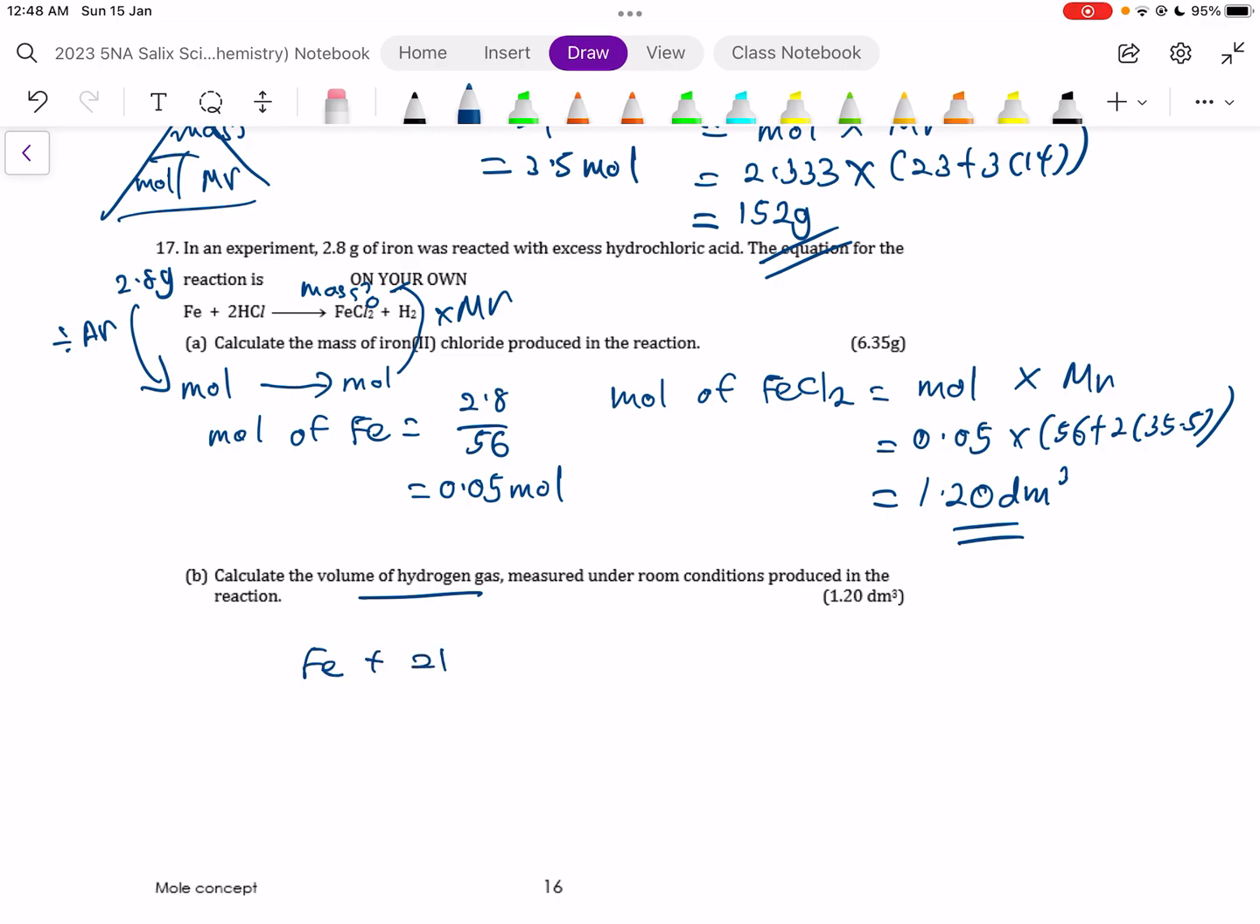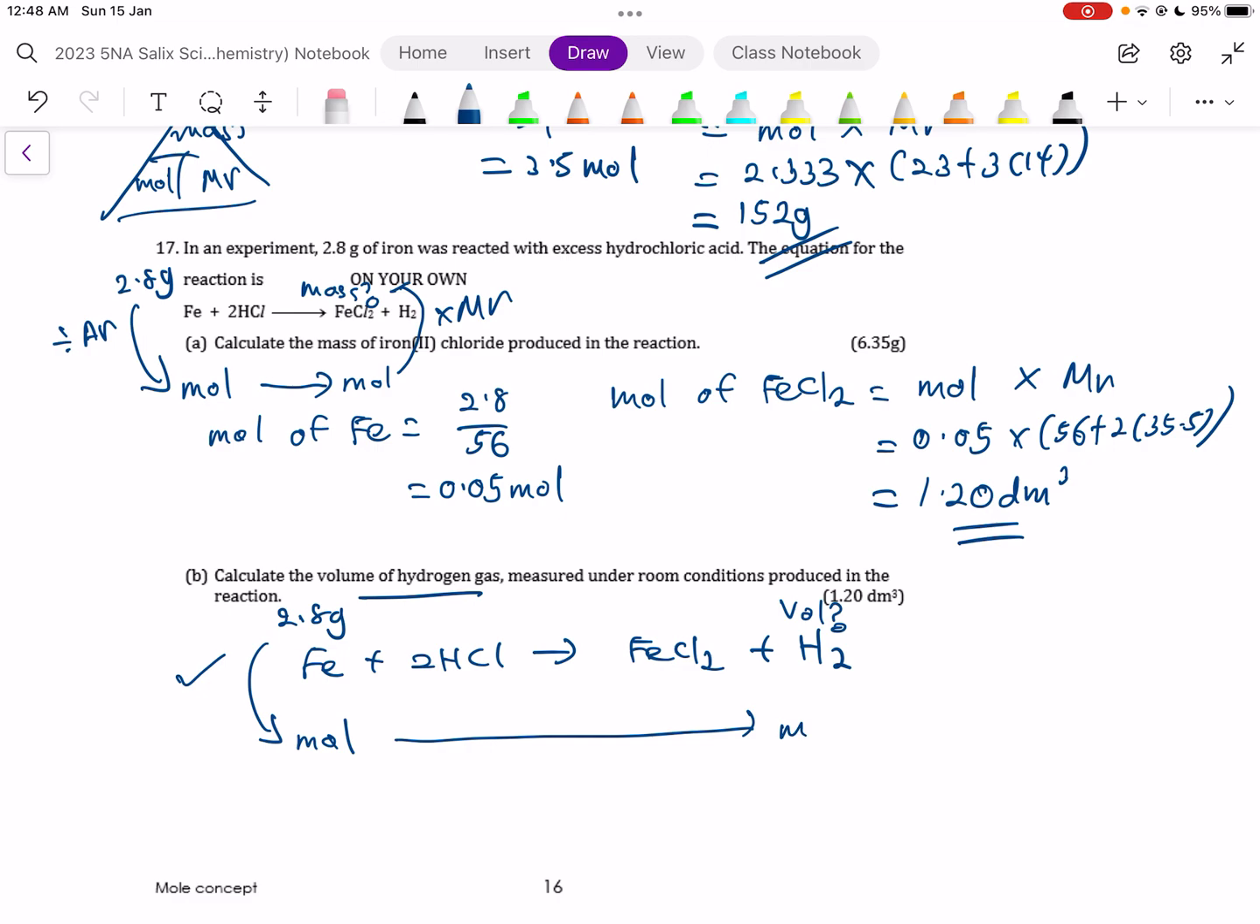Okay, so let me copy the equation so I got more space to write over here. You need to find the volume of this hydrogen gas, given this is 2.8 grams. So first thing that you have to do is this. You have to get the number of mole of the Fe, like what we did just now, which actually you already done. This one you know it. Then mole ratio over to the hydrogen. Then since this is a gas, mole times 24 then gives you the volume.